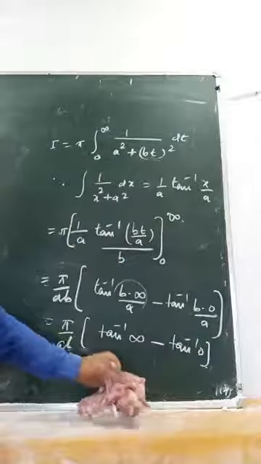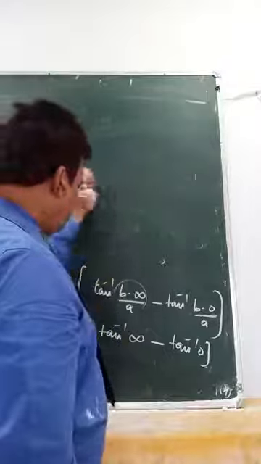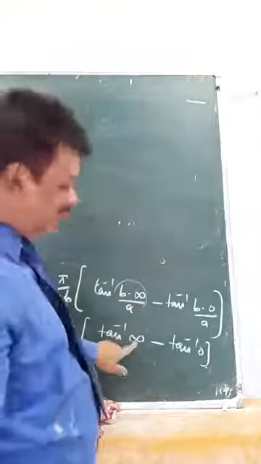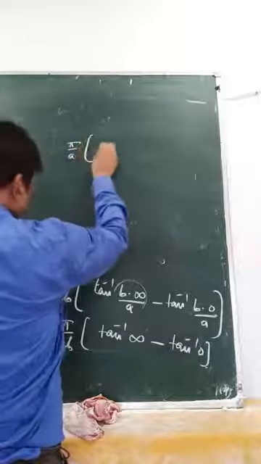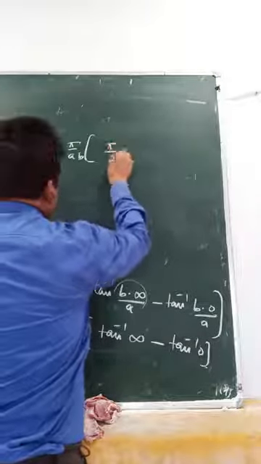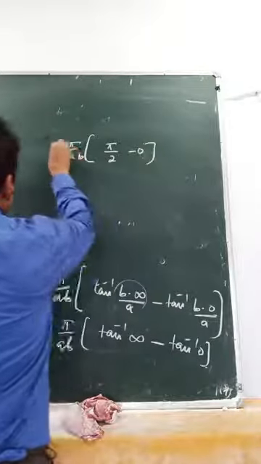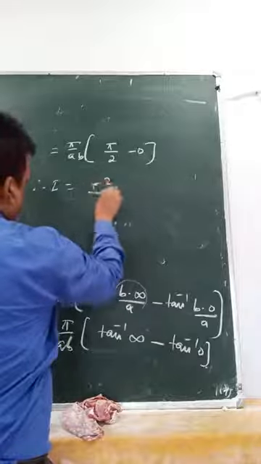Okay. Tan inverse infinity is how much? Pi by 2. This is tan inverse 0, so pi by ab into pi by 2 minus 0. So I equals pi square by 2.